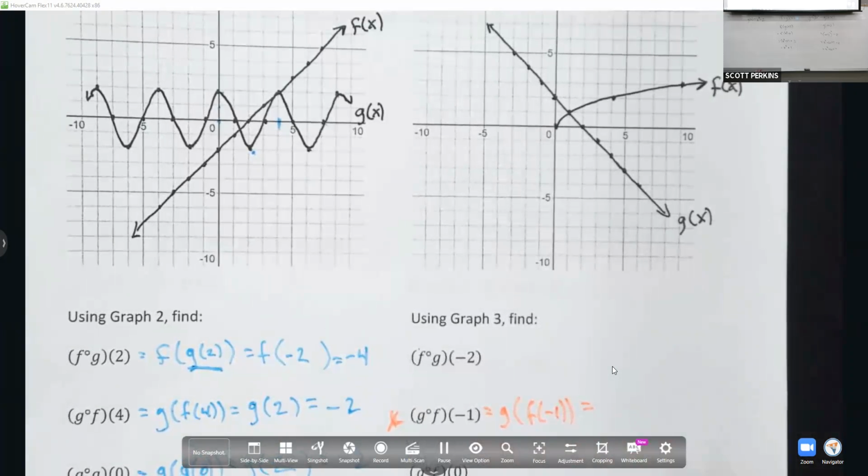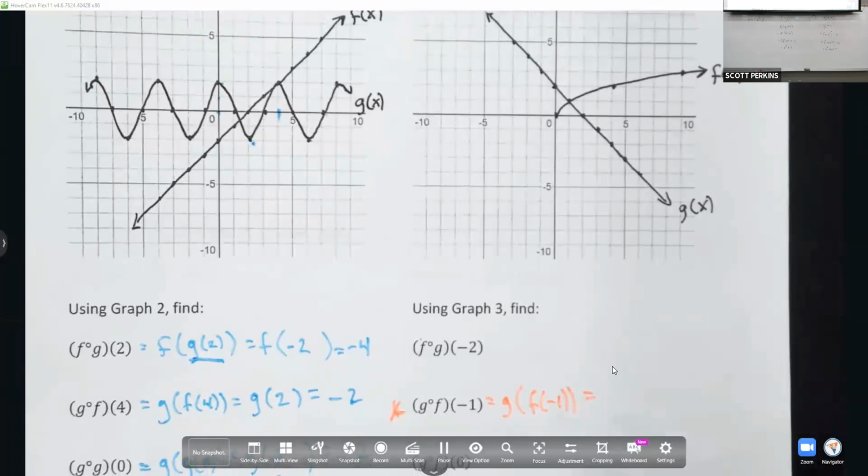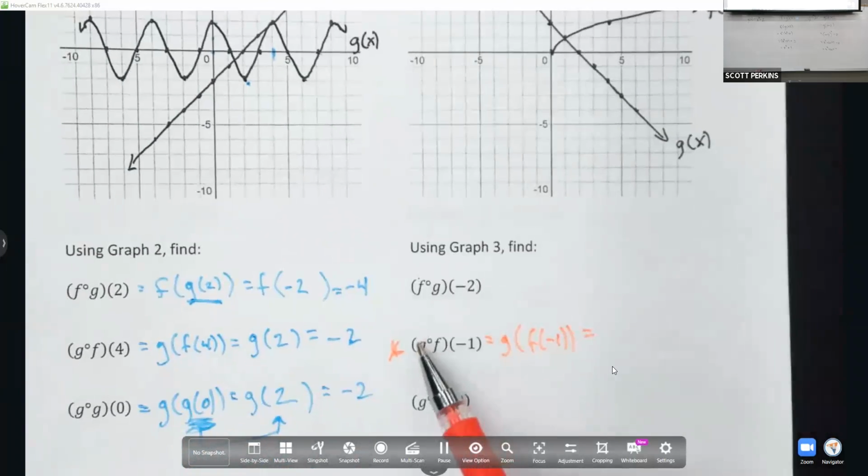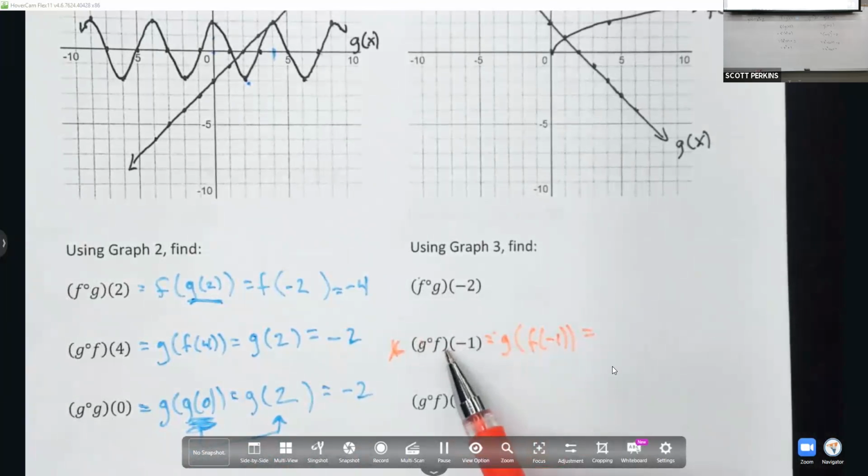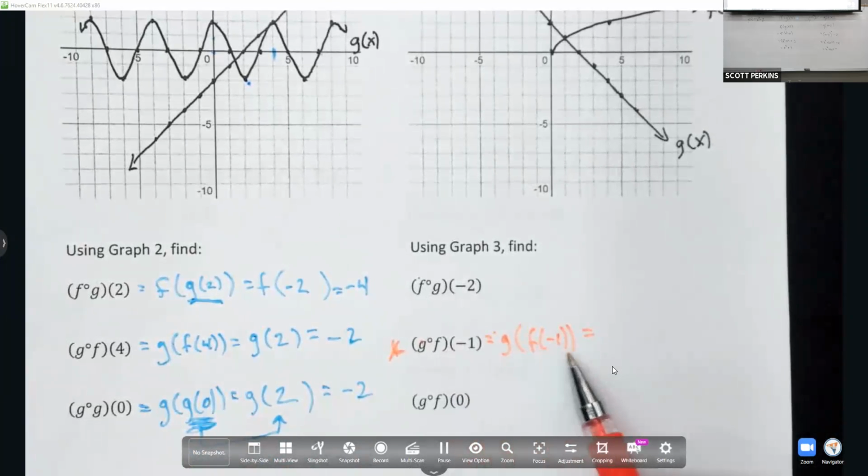I don't want you to stress. I see a bunch of you looking at me, and that means you're doing the exact right thing. So I've got the g on the outside, so the g comes first, and then on the inside I've got f of -1. So then you go up to the graph.